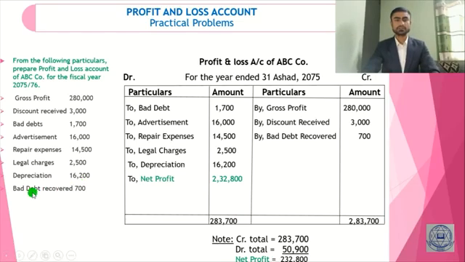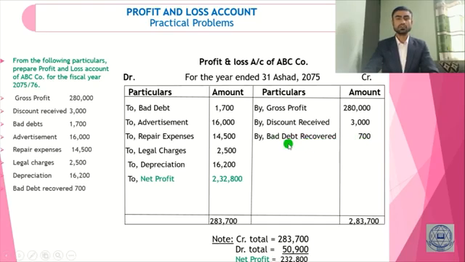Lastly, we have bad debt recovered. Recovered means we received some amount from a bad debt which was written off in an earlier year. But now a certain part of the bad debt is recovered or received, so it is written on the credit side of the profit and loss account. Here, bad debt recovered 700.